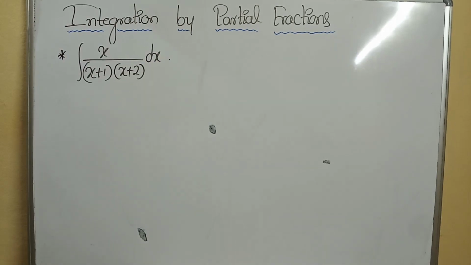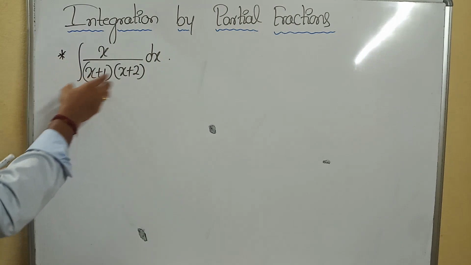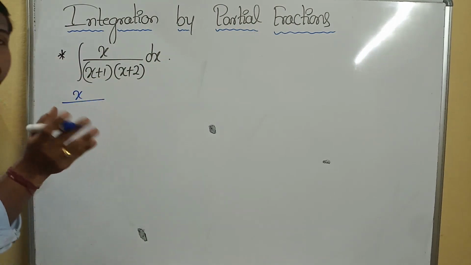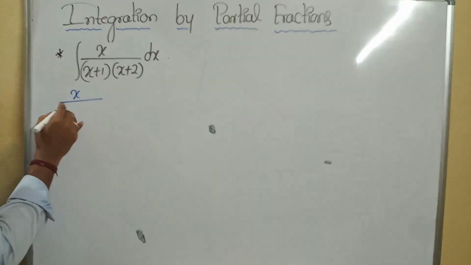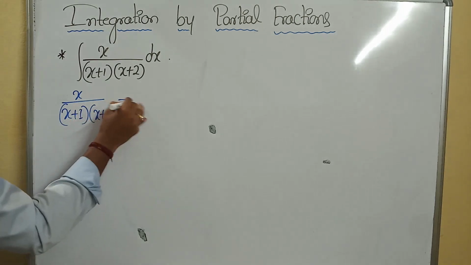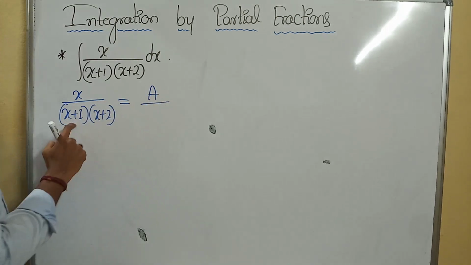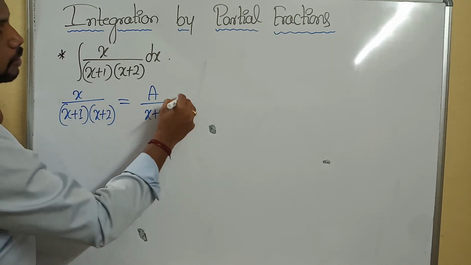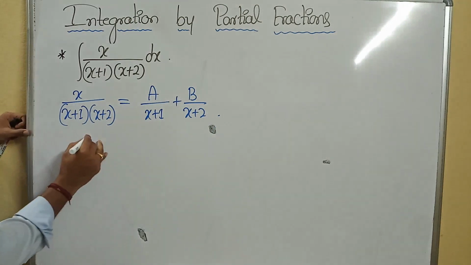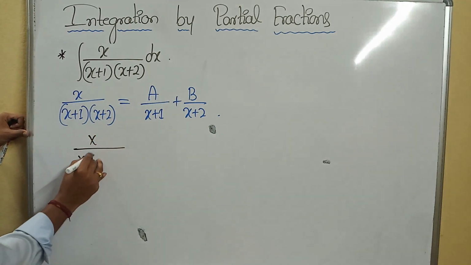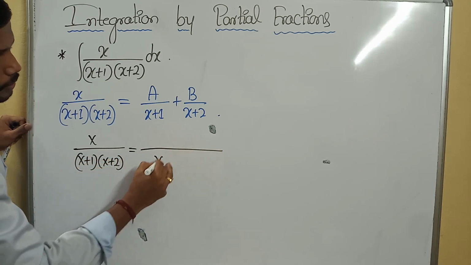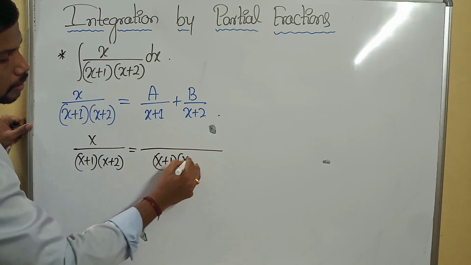Observe the example here. It is the integral of x divided by x plus 1 times x plus 2. Both denominators are linear, so by using the table, I already explained the table, how I have to express the given example. That is nothing but a divided by x plus 1 plus b divided by x plus 2. The next step: x divided by x plus 1 times x plus 2 is equal to, what's the denominator? x plus 1 times x plus 2.